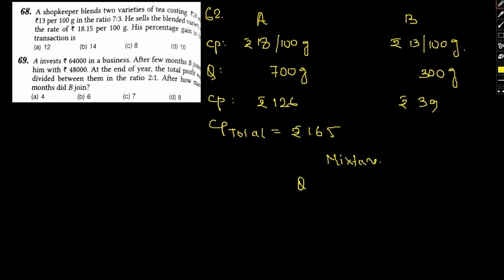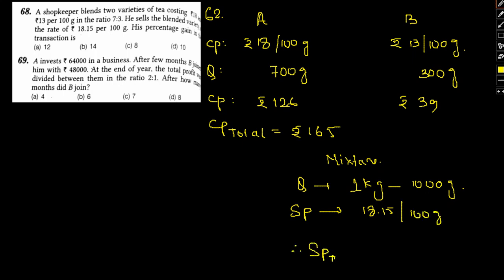Now the mixture: he has 700 gram plus 300 gram, that is he has 1 kilo or 1000 grams, and he sells it at selling price 18.15 per 100 gram. So therefore SP total for 1 kilo will simply be rupees 181.5. Okay, so this is my SP.